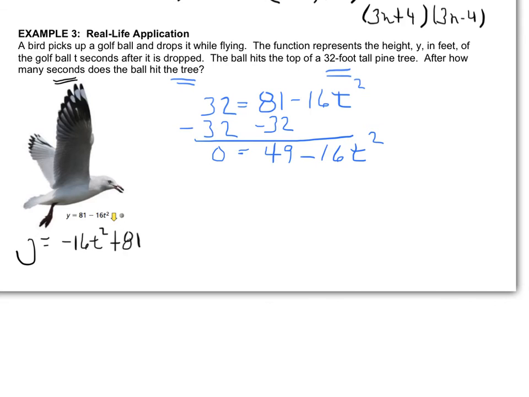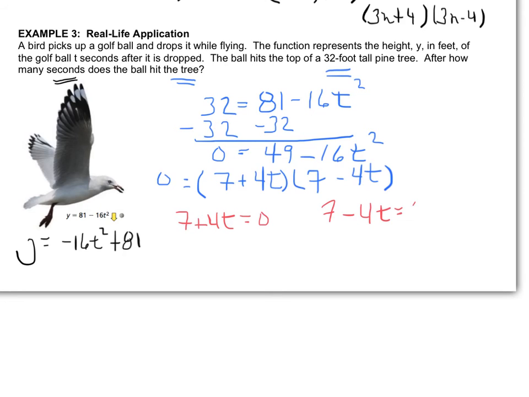So here's where I can set up my double bubble. I know one is plus, one is minus. The square root of 49 is 7. The square root of 16t squared is 4t. So I've now factored, and I can now use my zero product property to set those two expressions equaling 0. So 7 plus 4t equals 0, and 7 minus 4t equals 0.